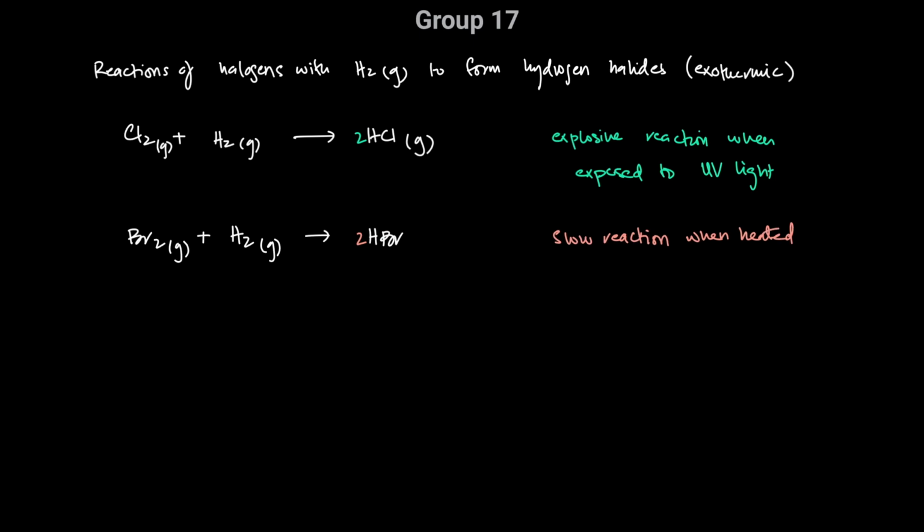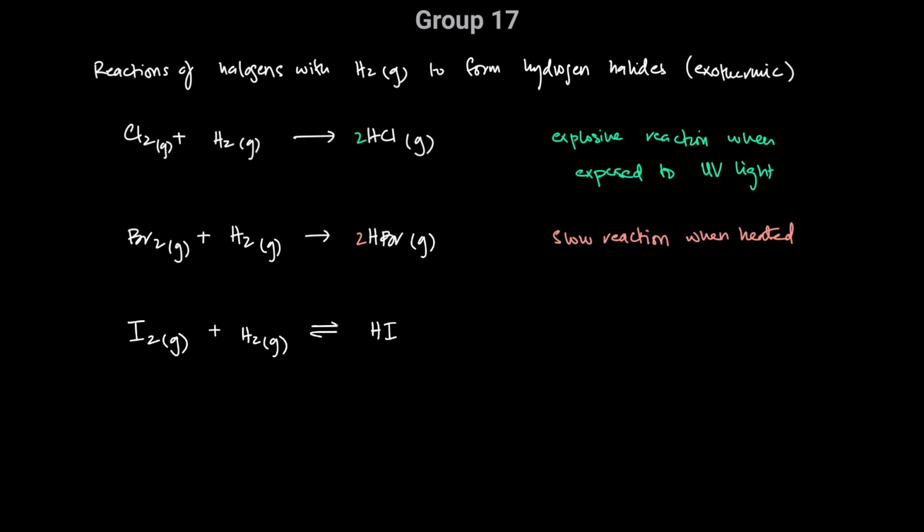Notice that in this reaction, we're reacting bromine in its gaseous form with hydrogen to form hydrogen bromide, which is also a gas. And then lastly, we have the reaction of hydrogen with iodine. In this reaction, iodine, again in the vapor form, we're going to react gaseous iodine with hydrogen, and this is a reversible reaction.